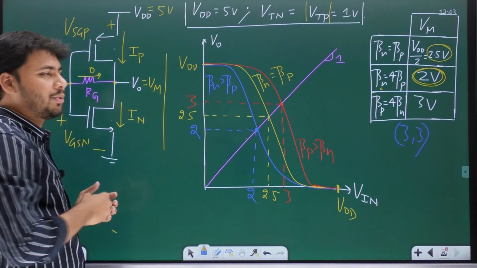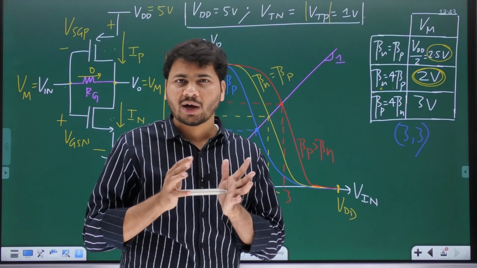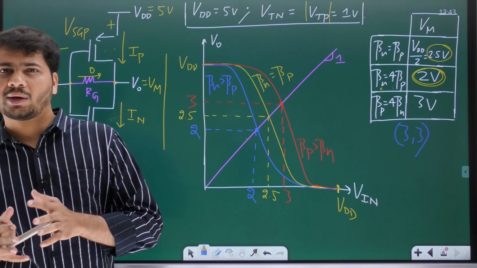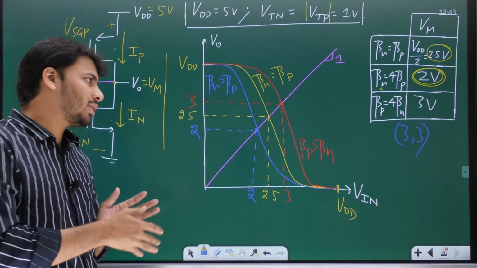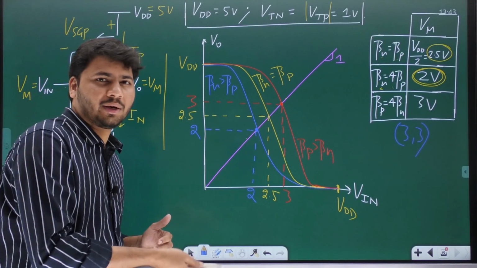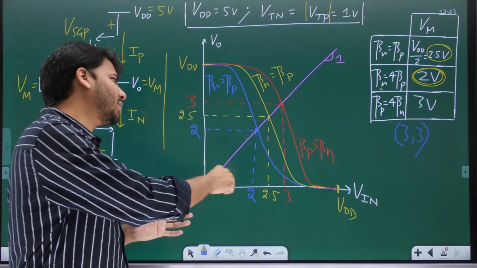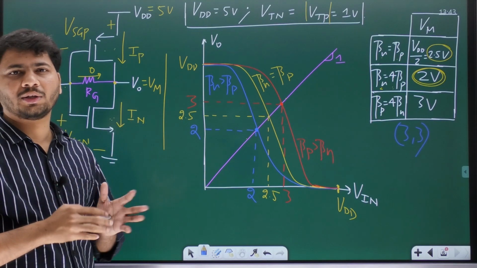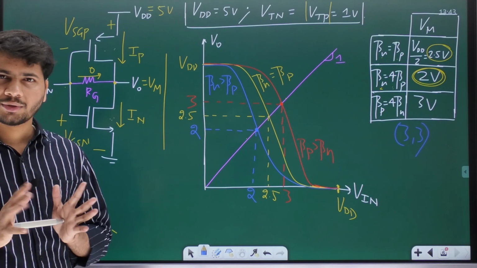Always IP should be equal to IN. And for the two currents to be equal, the stronger transistor is always going to have a smaller overdrive voltage. That is how you decide whether the switching threshold will move to the right or to the left. Switching threshold moving to the right is the same as VTC getting shifted to the right. Switching threshold moving to the left is the same as VTC getting shifted to the left. You understood?